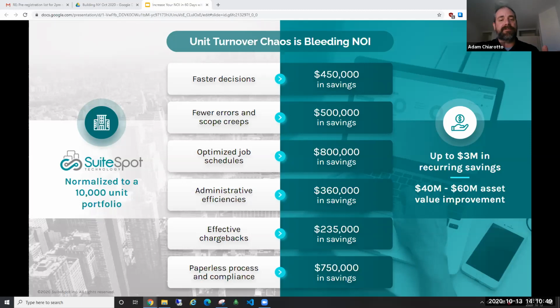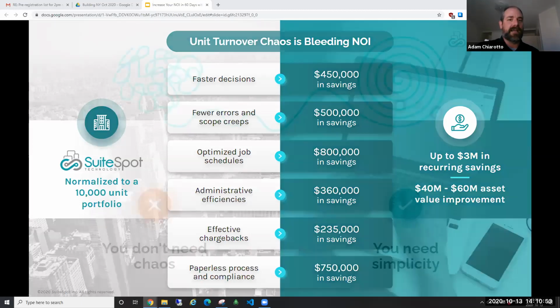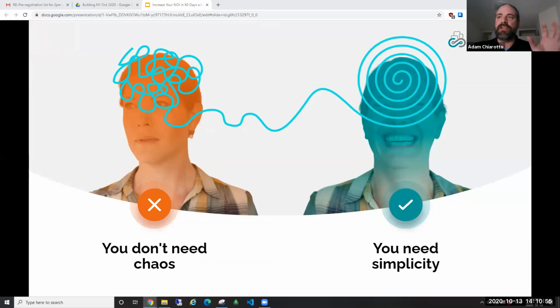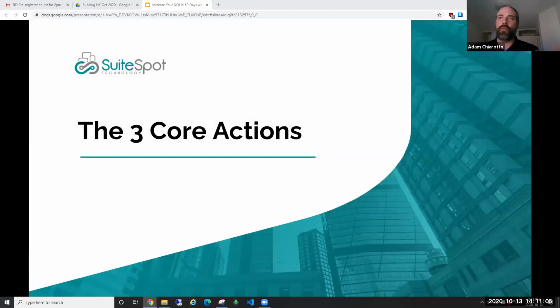Now, the best way to benefit from these changes is to change that chaos that I showed you in the previous slide into simplicity. The unit turnover process is not rocket science. It's not like everybody has their own special sauce way of doing it. But you really have to understand the way that you're currently doing your processes in order to understand how you can improve on them. And that's why we have our 3 core actions.